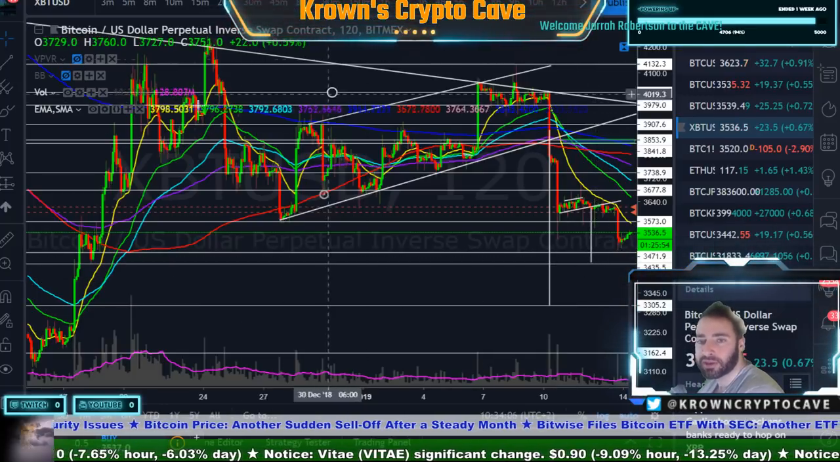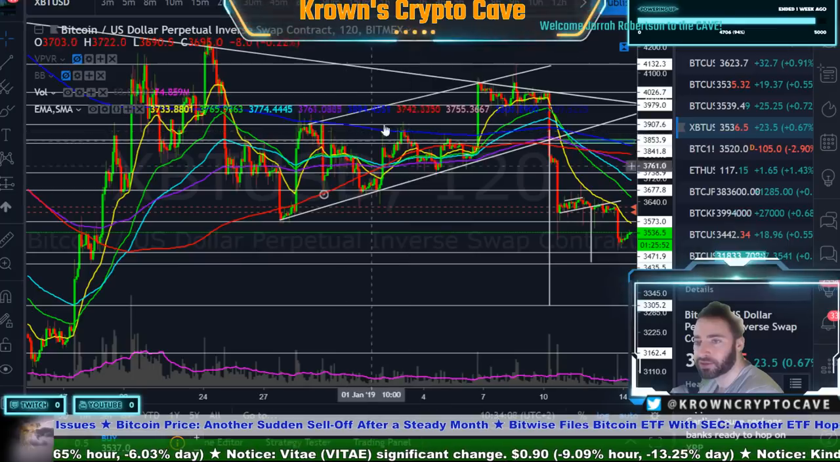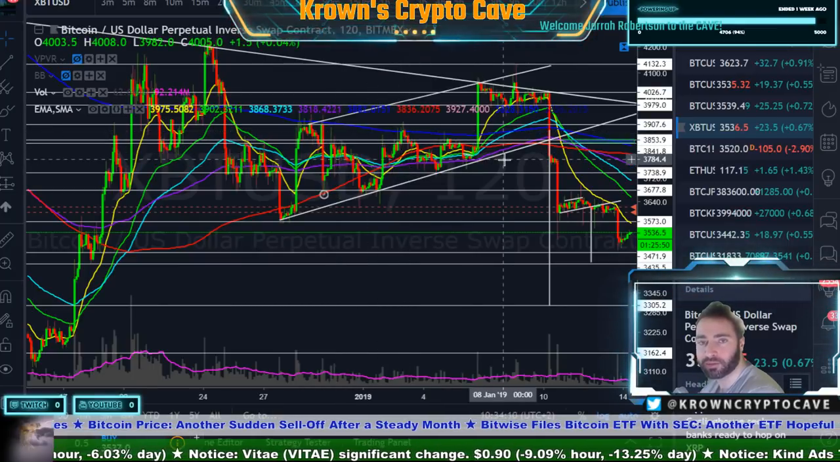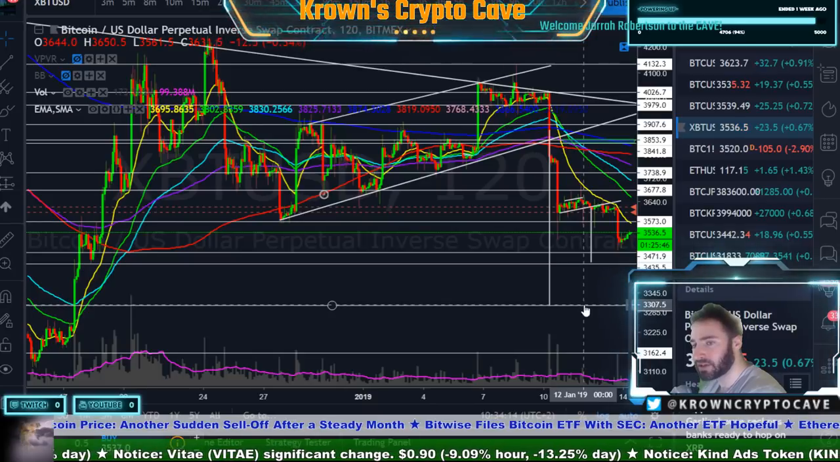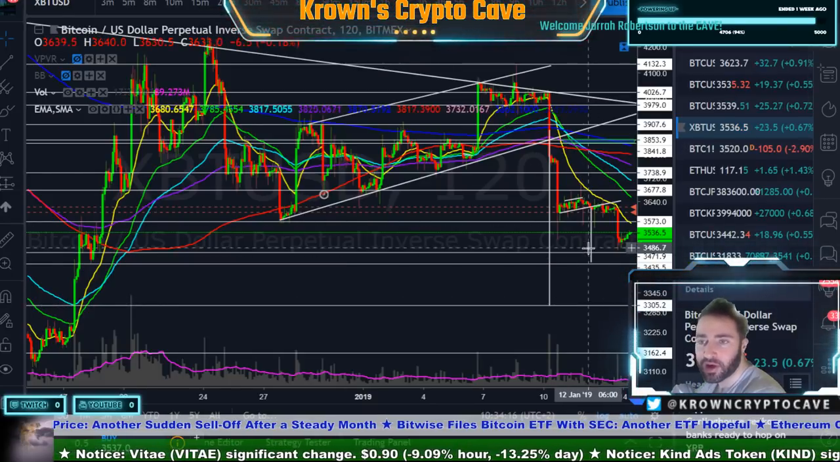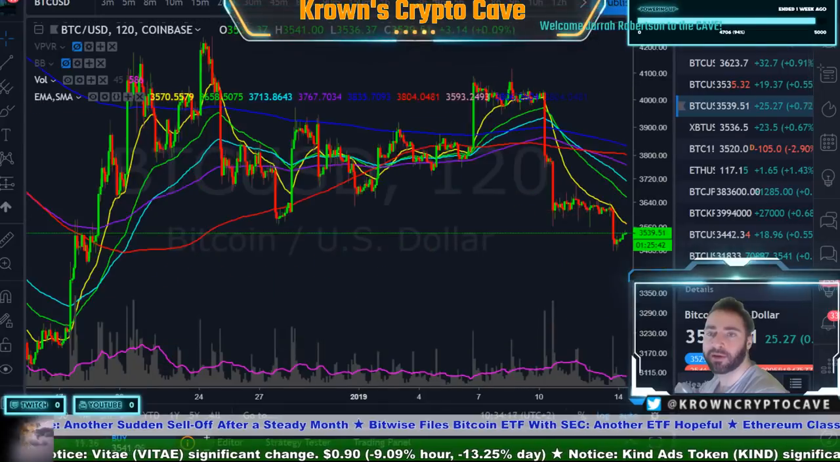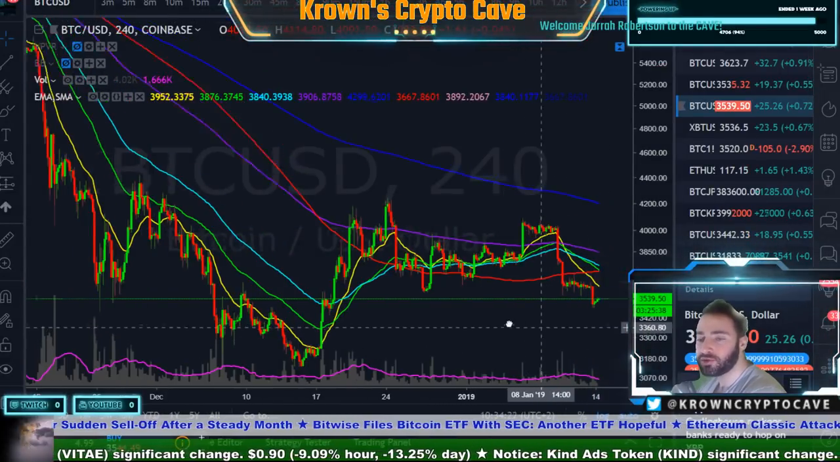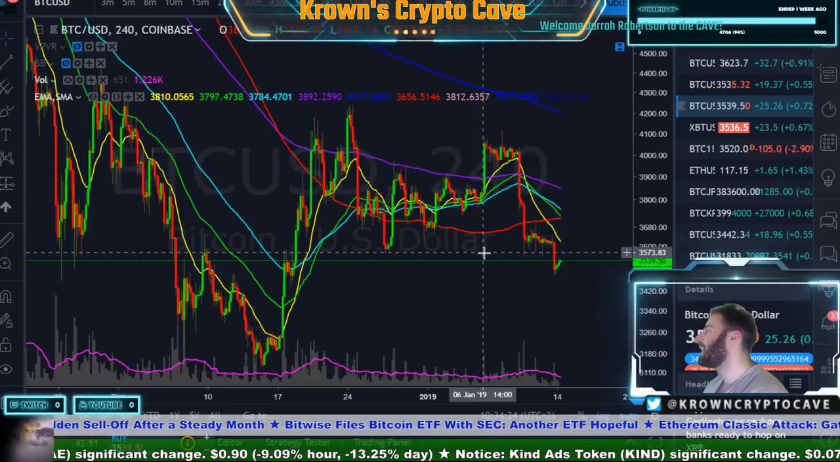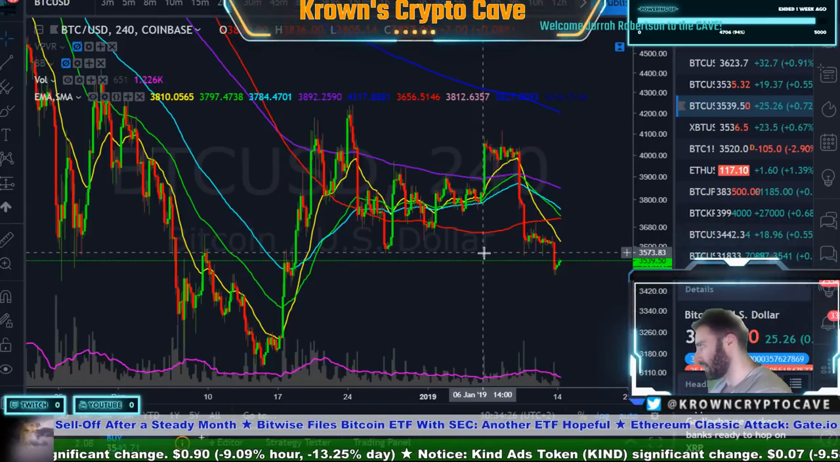And overall, remember that we do still have this symmetrical triangle, the greater symmetrical triangle that we had been working on for a little over a couple weeks, I think. That measured move is still pointing down towards around 3,300. So overall, the action of the past 12 or 24 hours since we last spoke basically just confirms what we've been saying for the last two to three weeks.